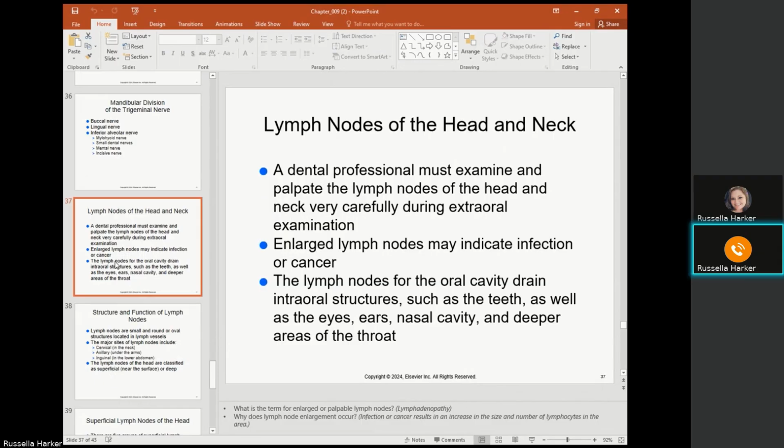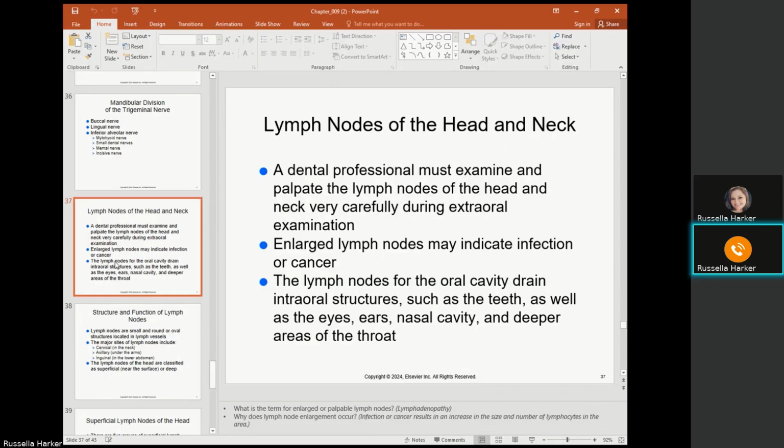The lymph nodes in the oral cavity drain oral structures. They drain things like teeth. If there's an abscess, it's going to drain through the lymph nodes. They also drain the eyes, ears, and nasal cavity and deeper areas of the throat. So lymphadenopathy is the term that we use for enlarged or palpable lymph nodes.